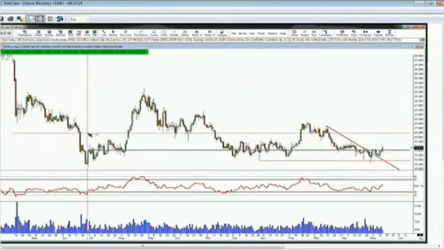Now look, just because it might close above that, does that mean that price can't come back in there? No. But it is a nice bullish signal to reject that area.